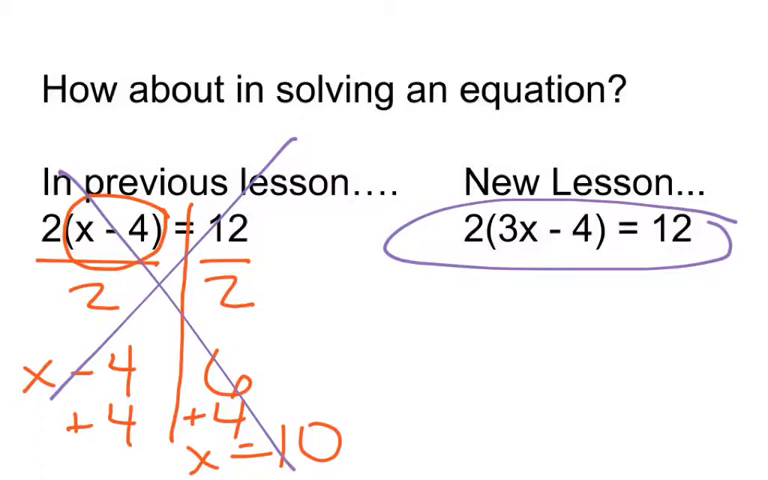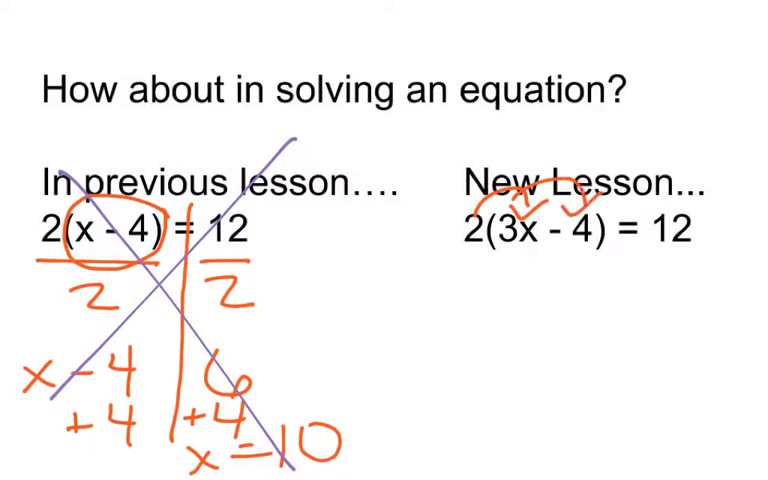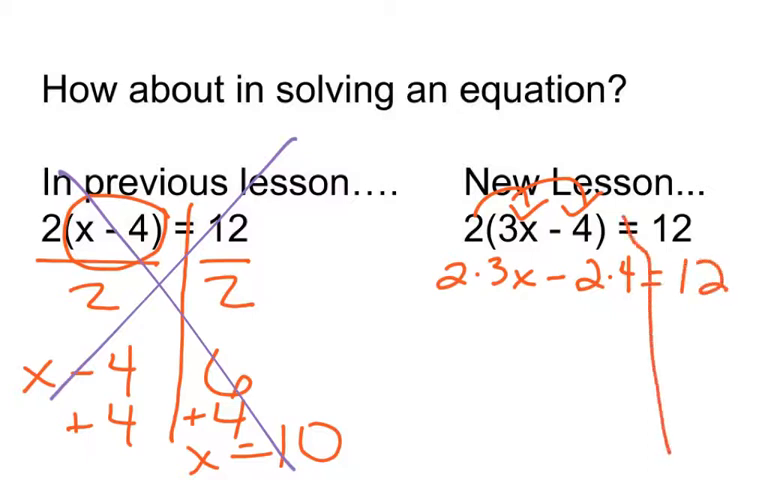So we want a method in math that we can use every single time. And so this is what you can do no matter what or how many parentheses you have in it. You can distribute the 2 to the 3x and the 4. So that's going to be 2 times the 3x minus 2 times the 4. And that will still equal the 12. All we're doing is distributing. So that's going to be 6x minus 8 equal to 12.